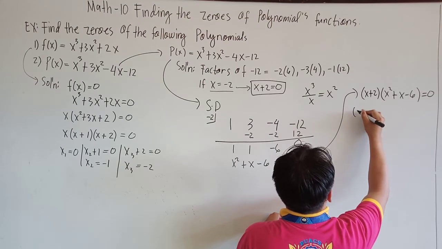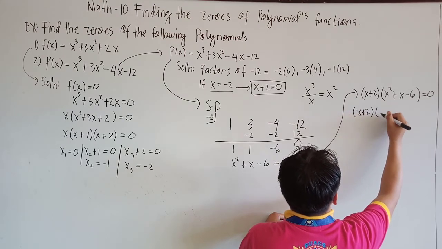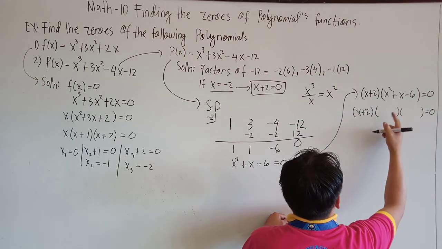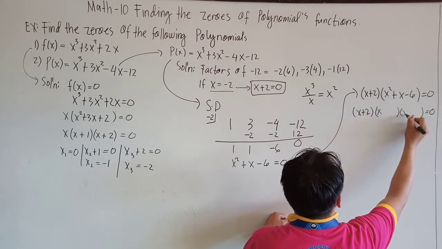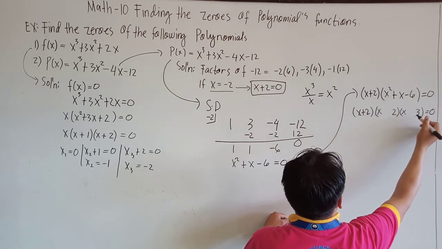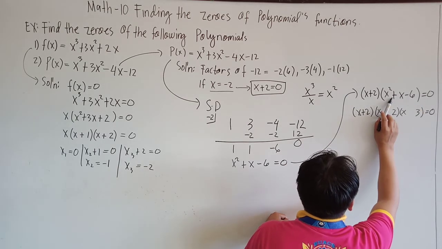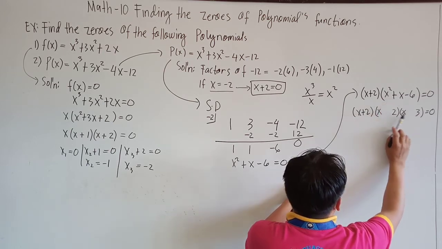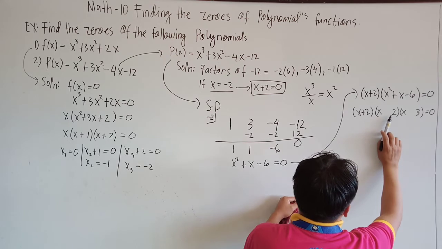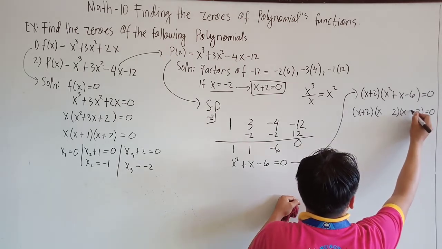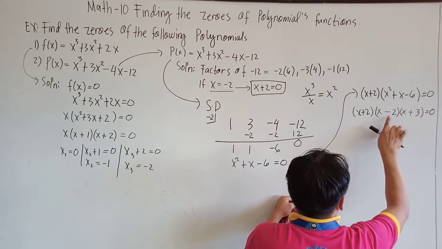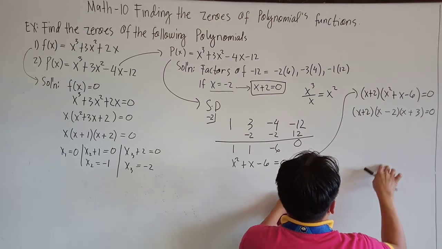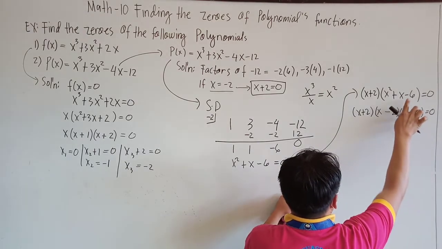Using two binomial factors, we have x plus 2 times, for this function, x times x, then 2 times 3 as factors of 6. Remember, the middle term is positive. So the bigger number between 2 and 3 must have a positive sign, so 3 is positive and 2 is negative. Because negative 2 plus positive 3 is 1, and this is the middle term. Negative 2 times positive 3 is negative 6.